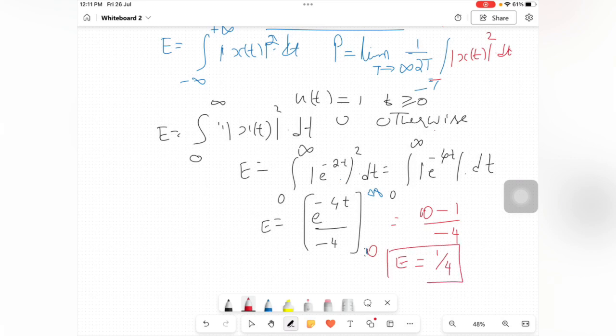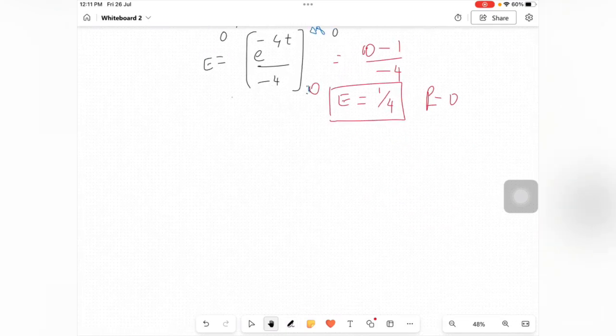The given signal is an energy signal, and its value is positive, 1 by 4. When the given signal is an energy signal, then automatically the power of the energy signal is 0. This we have to verify now. We should understand from the fundamentals that when the energy has a finite value, by default its power is 0.